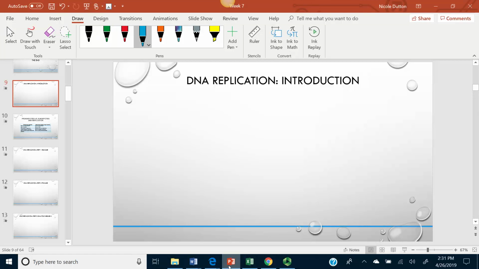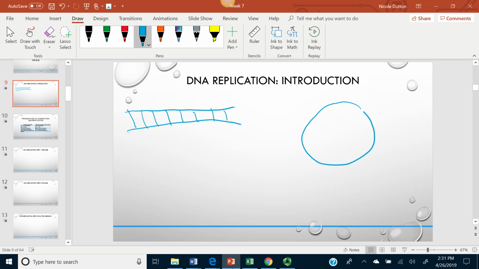So now we're going to talk a little bit about DNA replication. A eukaryotic cell has linear DNA. If we draw the DNA, it's double-stranded and the bases are going to line up in the middle. Prokaryotic DNA is circular, but it's still double-stranded and the bases still line up in the middle.